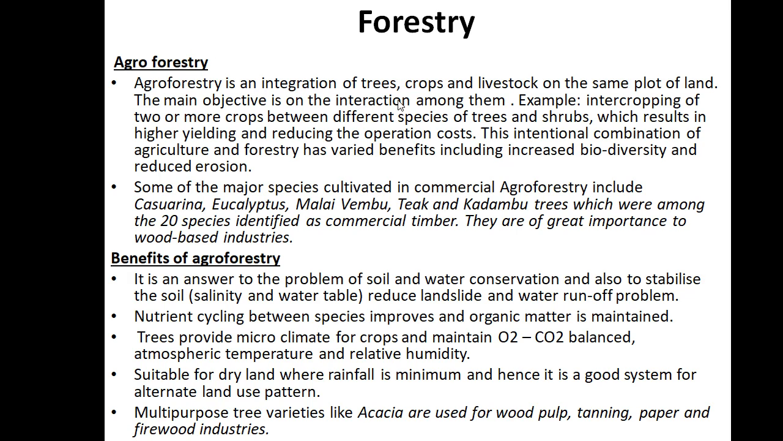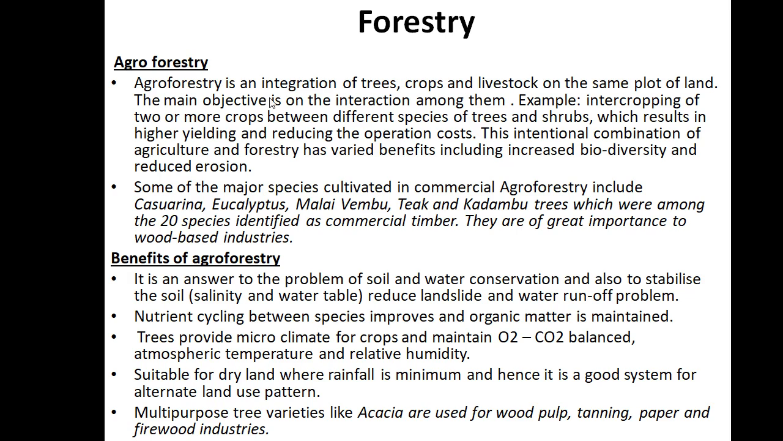Agroforestry is an integration of trees, crops and livestock on the same plot of land. The main objective is on the interaction among them. For example, there are trees, shrubs, herbs, different kinds of crops in the forest. For these shrubs and herbs, many butterflies, flies, ants, insects, everything will come. So all the zoo animals depend on these kinds of plants only. So that is called the livestock of the same land or the plant.